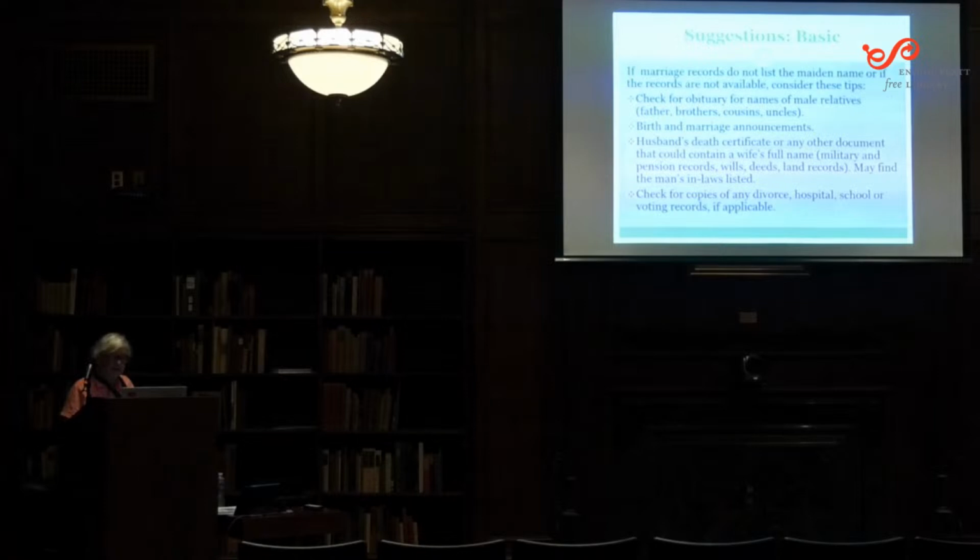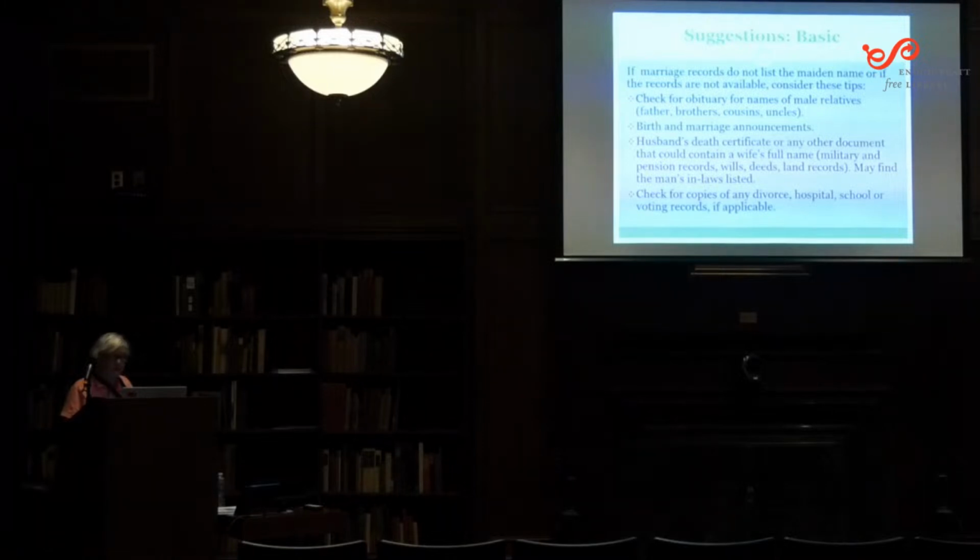So if the marriage records do not list a maiden name or they're not available, consider these options. Check the obituary for names of male relatives, not just immediate. Also cousins, uncles, in-laws. The husband's death certificate might have information. Military records, deeds. Check for copies of divorce, hospital records, voting records if you can find.